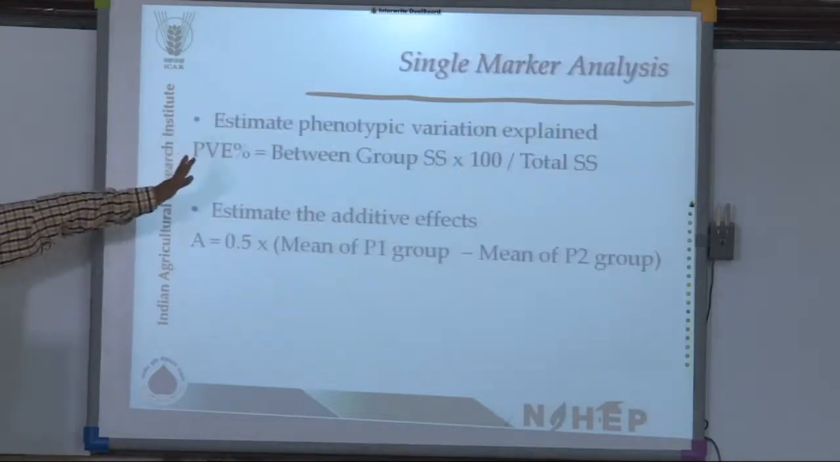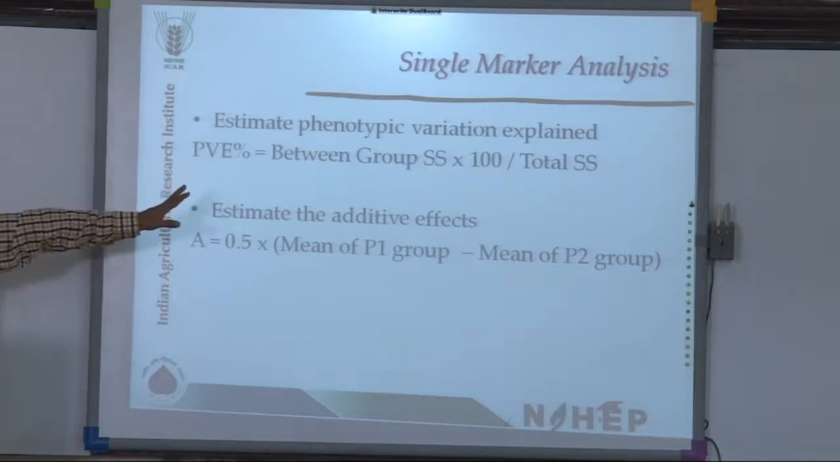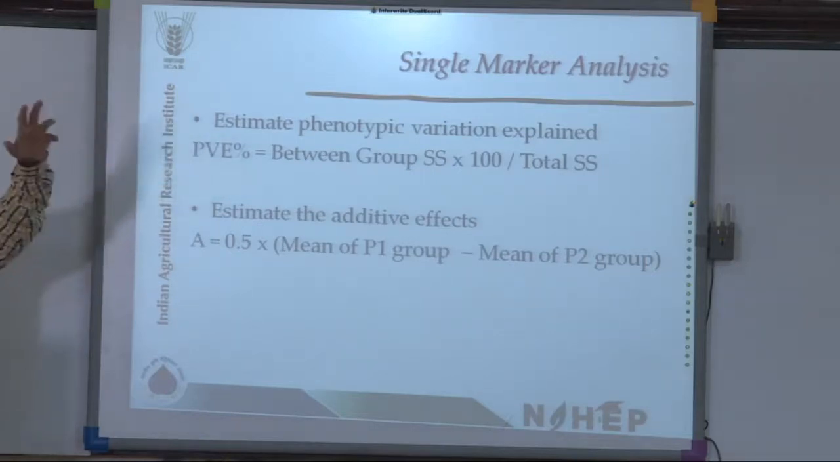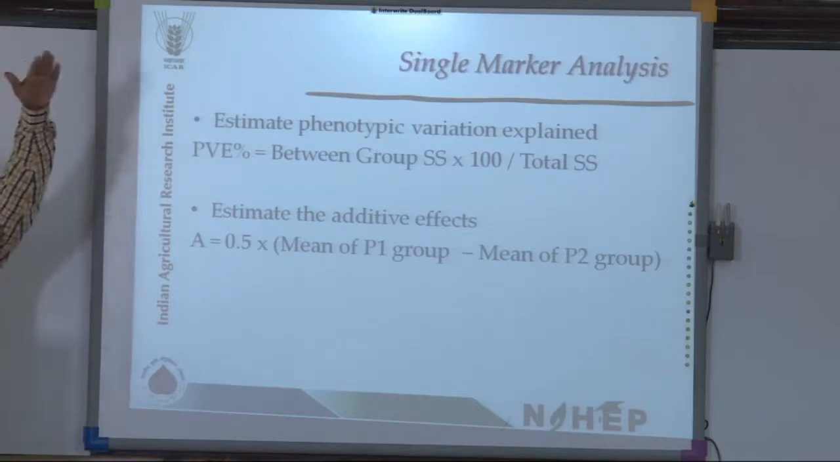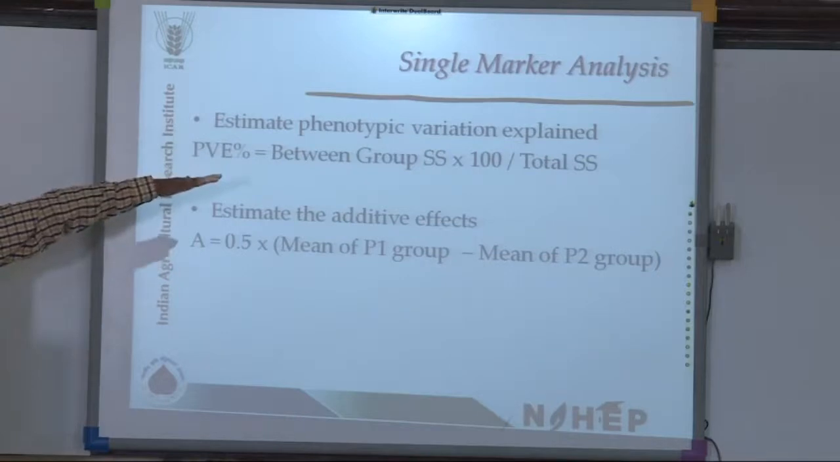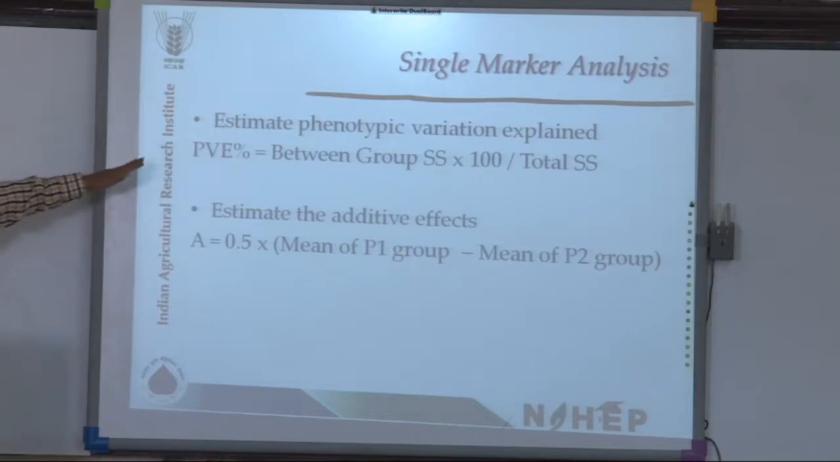Two things you can calculate here: the percentage of variation explained, which will be equal to the between group sum of squares divided by total sum of squares into 100, if you wanted to express that in percentage. The ANOVA will give you three sources: one is between group sum of squares, within group sum of squares, and the error residual. What you have to do is find out the between group sum of squares, divide it by the total sum of squares, and multiply it with 100. You will get the percentage of variation explained, otherwise known as R square value, right.